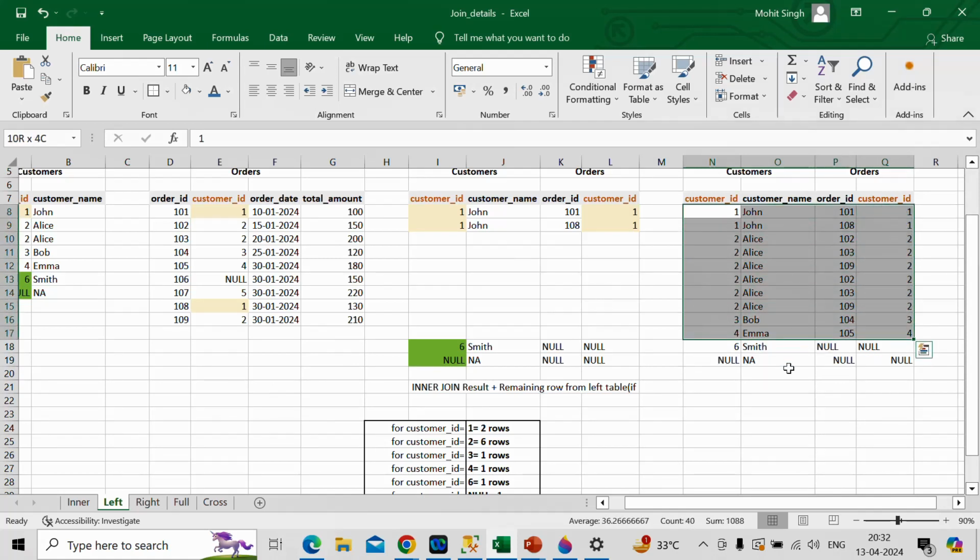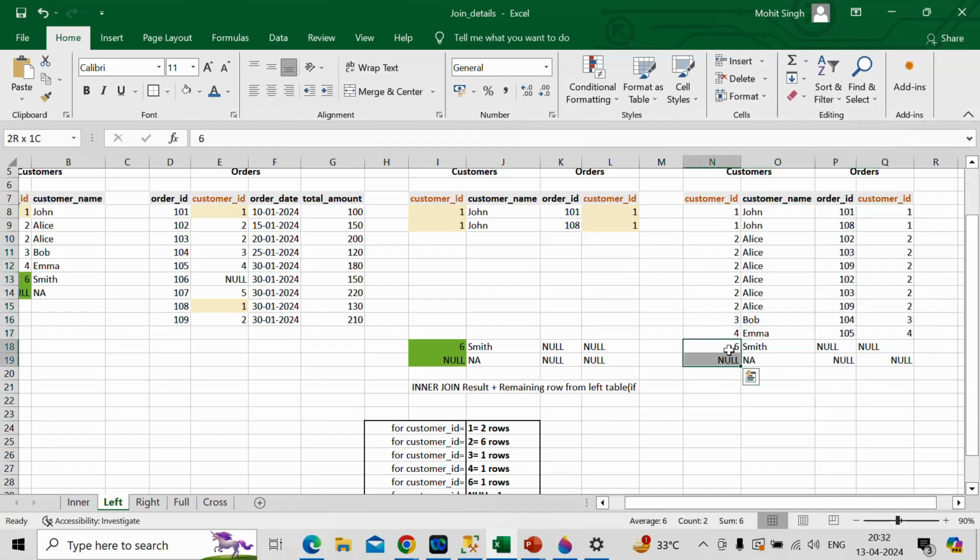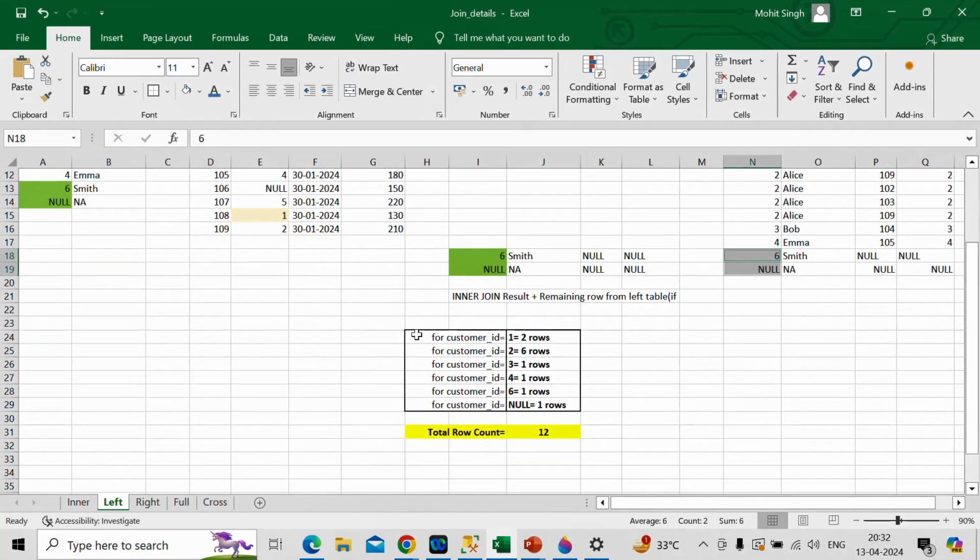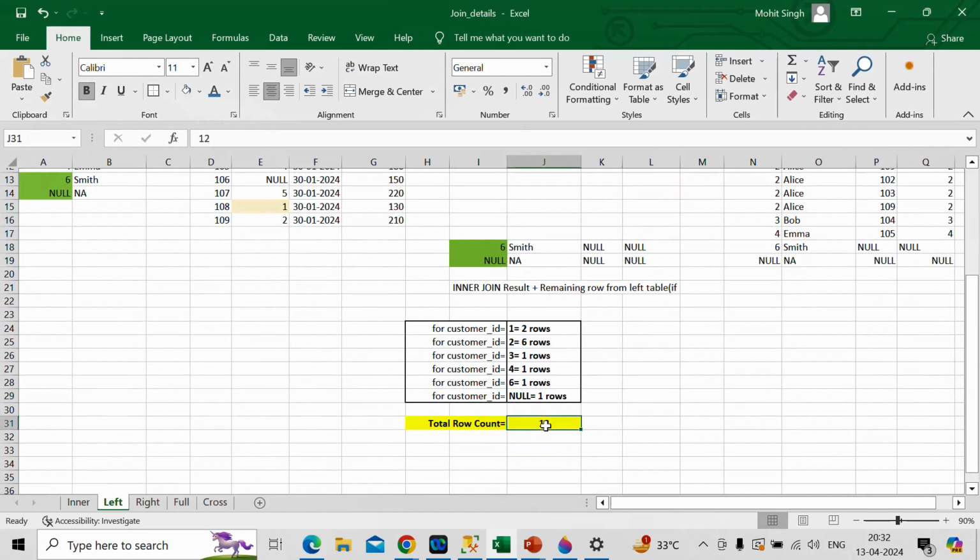This we were getting from inner join also, right? Plus these two records we got from the left table, which is highlighted in green color. So the total row count in case of left join would be 10 from inner join and 2 extra from the remaining rows of the left table. Okay.